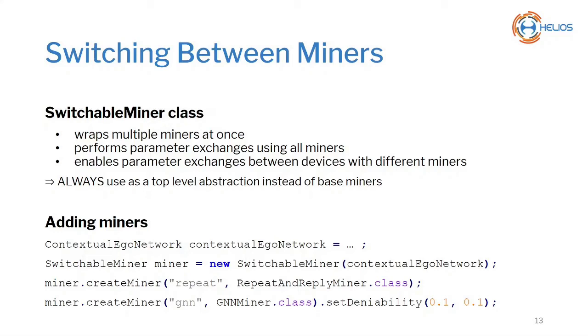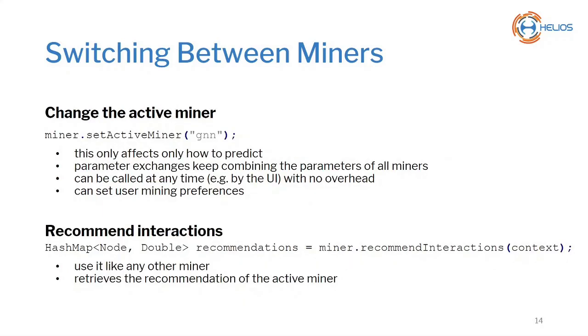In the example code, a repeat and reply miner named repeat and a GNN miner named GNN are created. Furthermore, the GNN miner setDeniability method is called to introduce a certain degree of plausible deniability and differential privacy. For other ways of registering miners to switchable miner objects, as well as potential tweaks of the GNN miner, please refer to the module's Java doc.